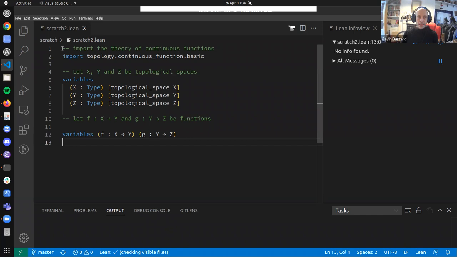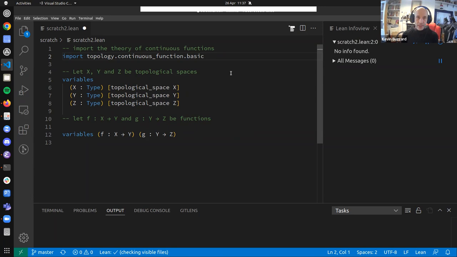I start by importing some of the mathematics library, and I import the basic theory of continuous functions. After this import here, if I put two dashes in front of this import, you see everything breaks. Lean instantly forgets what a topological space is. And if I put the import back, then it remembers again. So after this import, Lean knows the basic theory of topological spaces and continuous functions.